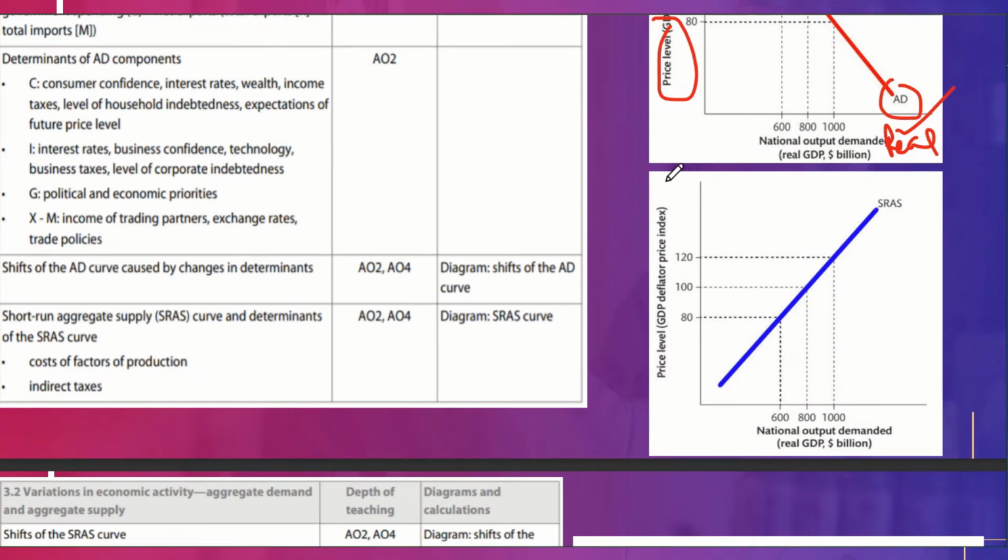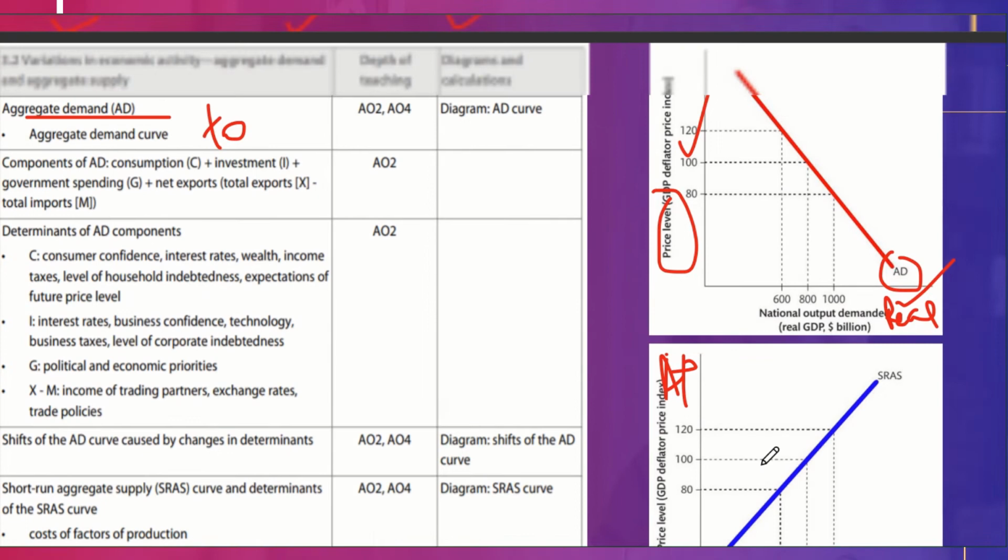And again, on the horizontal axis you can mention real GDP, or real output, or national output, and here it is the average price level. Okay, these are the things.